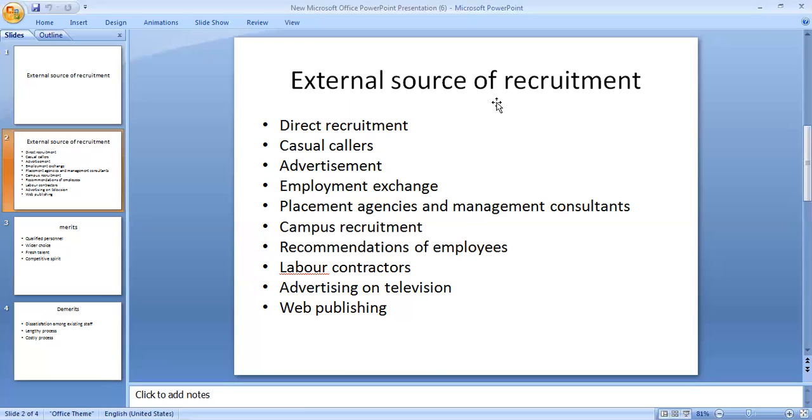So recommendation of employees, in the sense where they really support another person. It might be their friends or relatives or anyone else, but due to the performance and the good remark the existing employee possesses, based on that only they will go for selecting the candidate from the outside. This is also one of the methods.